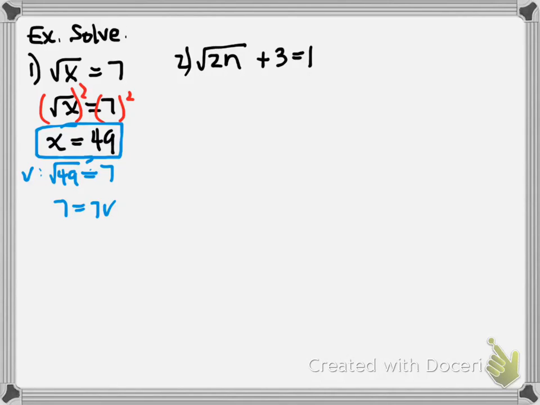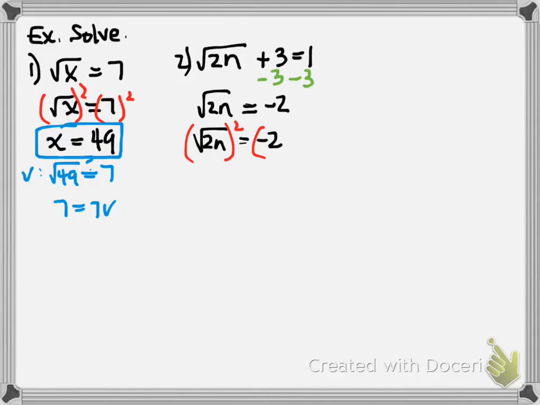All right, so is my radical isolated? No. So what do I need to do to get the radical by itself? I'm going to just subtract 3 from both sides. So that gives me radical 2n equals negative 2. All right, so now I'm going to rewrite the problem, and I'm going to go ahead and square both sides. And radical 2n squared is 2n, and negative 2 squared is 4.